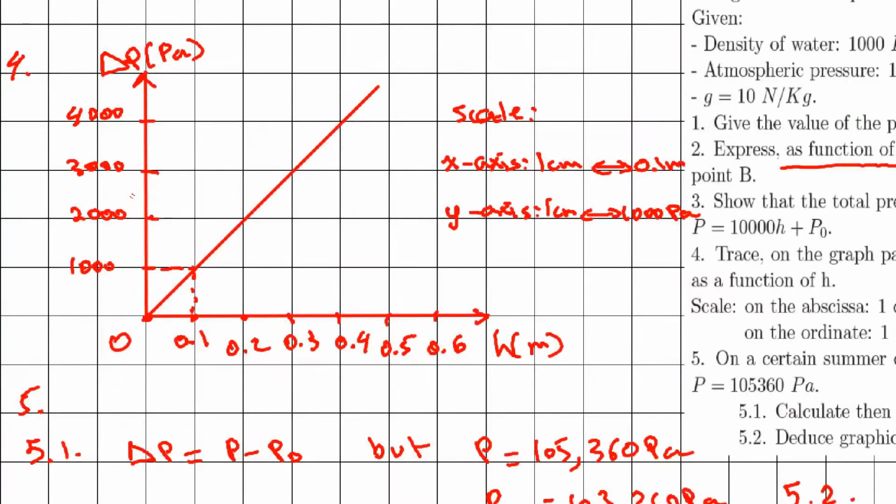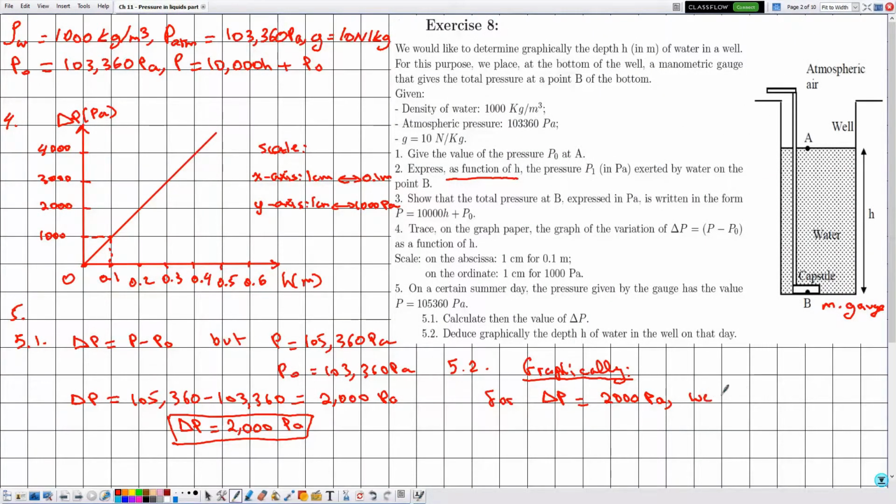So 2000 Pascal correspond to this point on the curve, which has a value of h equal to 0.2 meters. We have h is equal to 0.2 meters. Then the depth of this well is given by 0.2 meters.